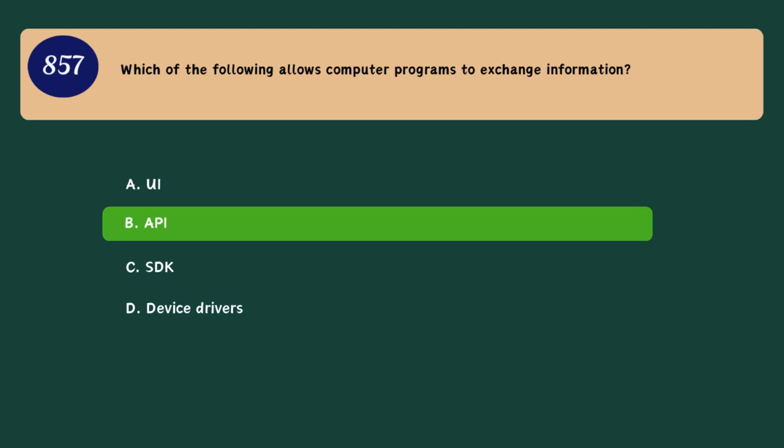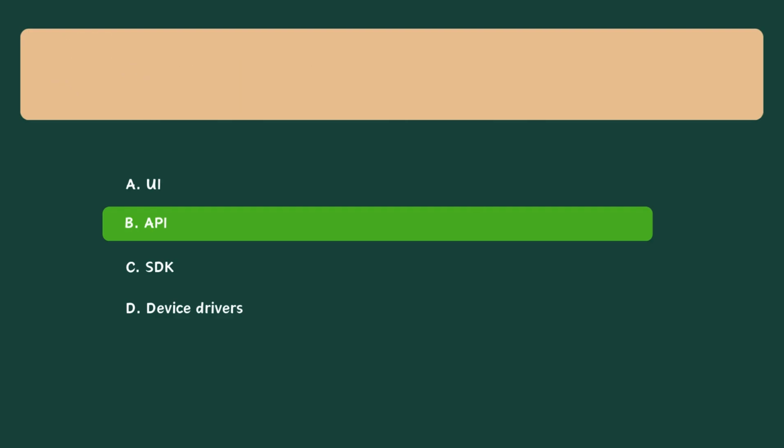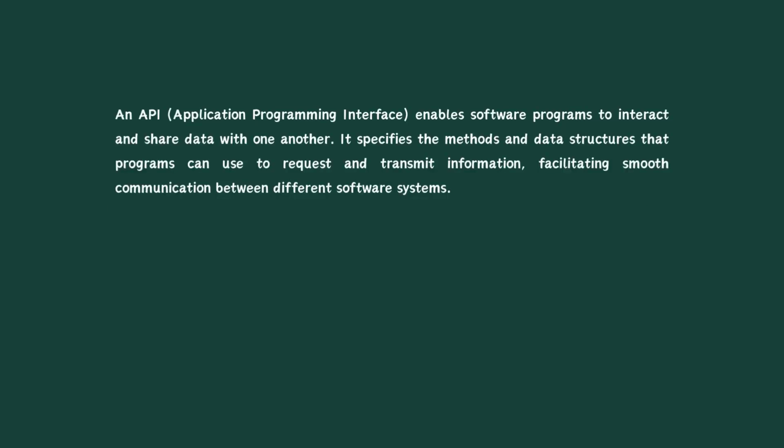Correct answer. B. API. An API, Application Programming Interface, enables software programs to interact and share data with one another. It specifies the methods and data structures that programs can use to request and transmit information, facilitating smooth communication between different software systems.